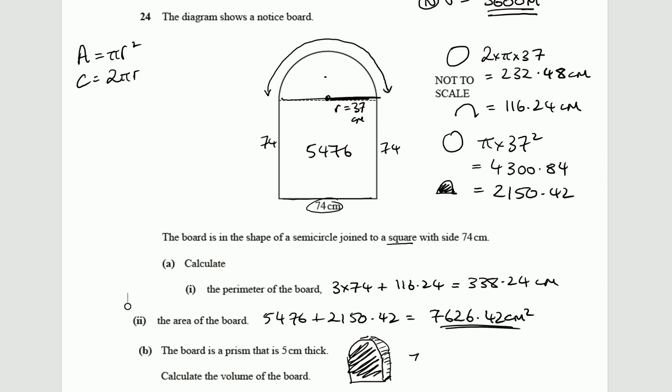So I've got 7,626.42, the area of this face. I've got to times that by the depth, 5 centimeters. That's given me a grand total of 38,132.10 centimeters cubed. And that's the volume of my prism.